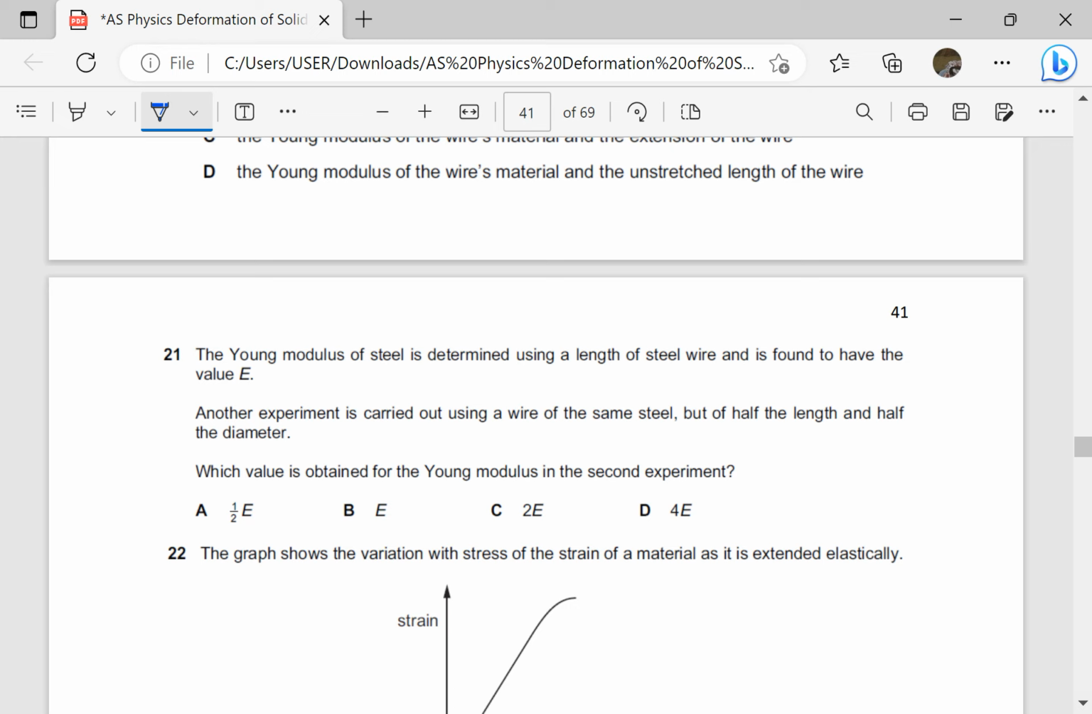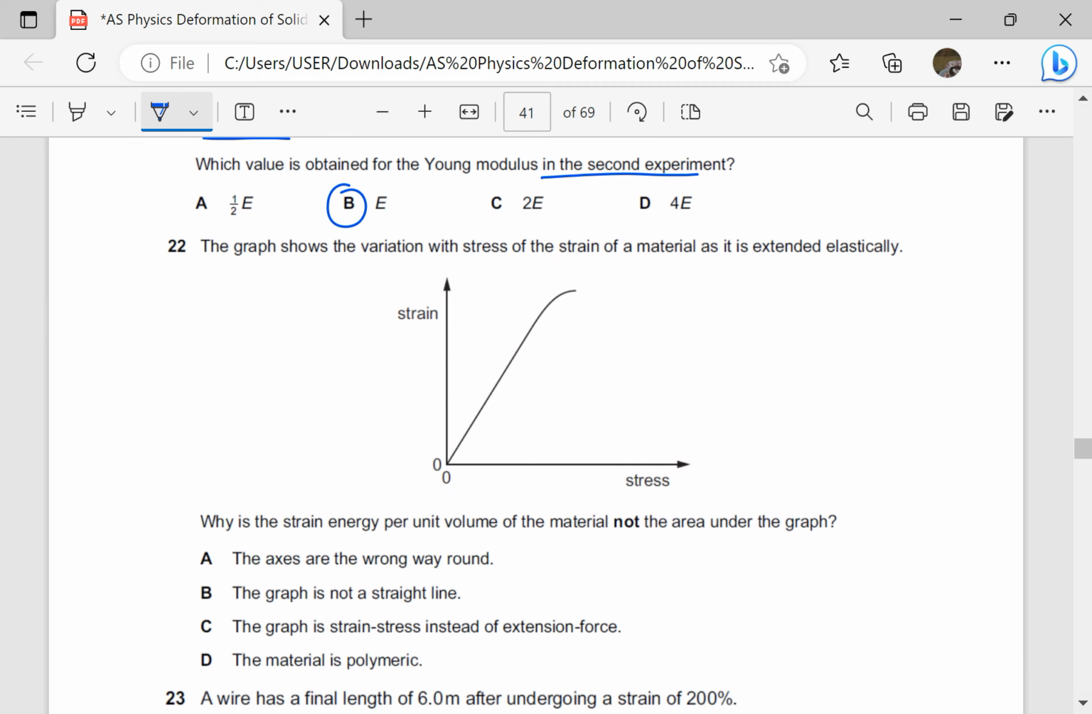The Young modulus of steel is determined using a length of steel wire and is found to have value E. Another experiment is carried out using a wire of the same steel, of half the length and half the diameter. Which value is obtained for the Young modulus in the second experiment? If the wire is of the same steel, it means the Young modulus is still the same, so the answer is E. These are just to confuse you, to keep you off track. If it is the same material, the Young modulus will be the same, irrespective of either half the length or half the diameter.